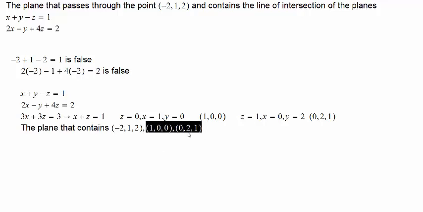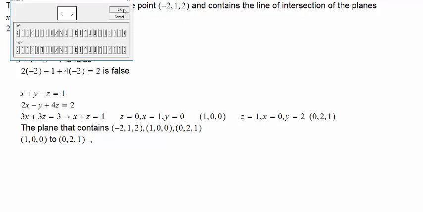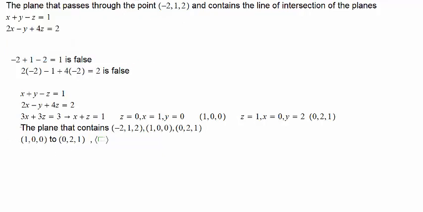Okay, so let's just first use these two points here. We are going to determine the components of a vector from (1, 0, 0) to (0, 2, 1). So what will that vector be? We go 0 minus 1 is negative 1, 2 minus 0 is 2, and then 1 minus 0 is 1.